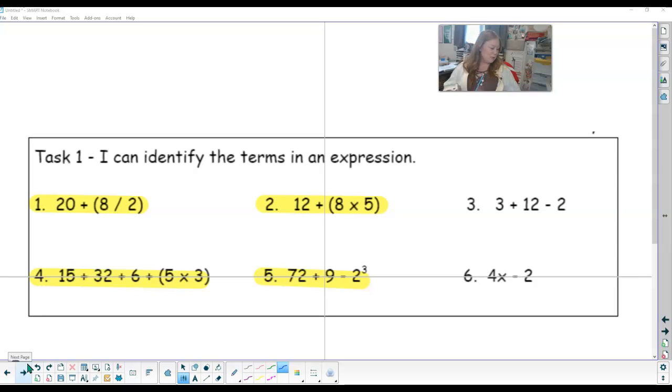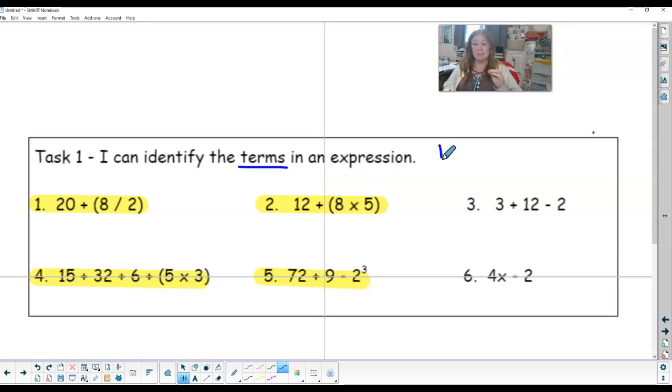For the 8.2 worksheet, I'm going to be doing some of the problems on here with you, and then I want you to try some on your own. If you think you can do them on your own, then do it. Don't even try the video, but if you get stuck, this is a great place to come to. So the first one asks us to identify the terms in the expression.